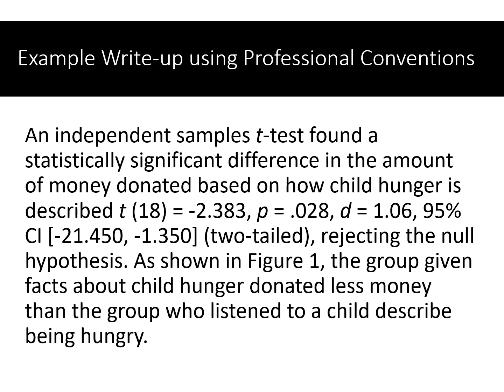Now, if you have a bar graph, you don't need to also report the means and standard deviations because that is represented in the bar graph and thus would be redundant and a waste of your time. So this is how you could write up your results given the inclusion of a bar graph. You could just refer to it. This is called a call out, and I've shown you in this presentation how to do it within a sentence. As shown in figure 1, the group given facts about child hunger donated less money than the group who listened to a child describe being hungry.